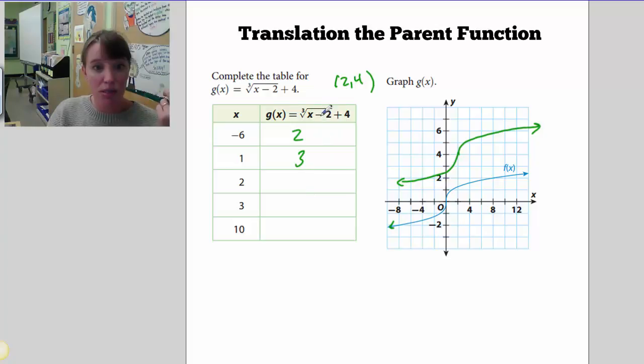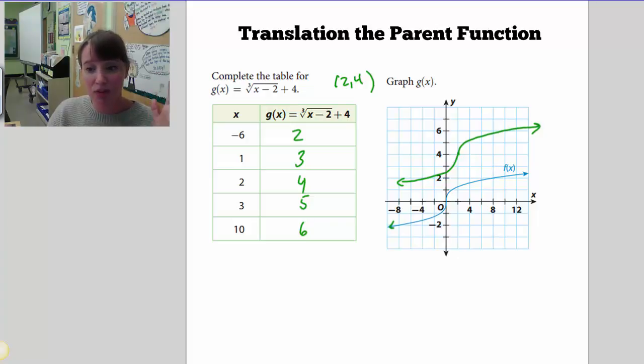And then 2 would be 0. Cube root of 0 is 0 plus 4 is 4. This would be 1, 1. Cube root of 1 is 1 plus 4 is 5. And 10 minus 2 is 8, cube root of 8 is 2, 2 plus 4 is 6. Okay, so they actually chose some values of x here that were pretty optimal for you because it created integer values for y. But you can see it's just the same as what we've been talking about in terms of vertical and horizontal shift. And you're going to see this again and again.